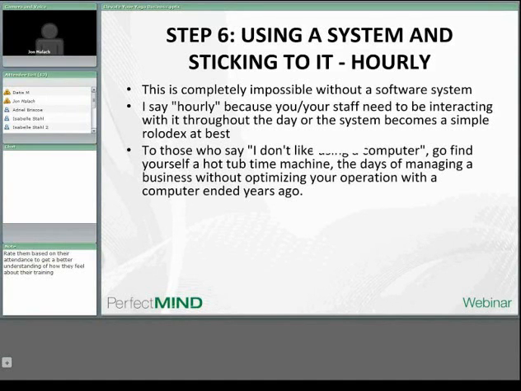Now, some people say to me, well, I don't like using a computer. And I have a very harsh answer for those people. You need to find a hot tub time machine and go back in time. The days of managing a business without optimizing your operation with a computer system ended years ago.